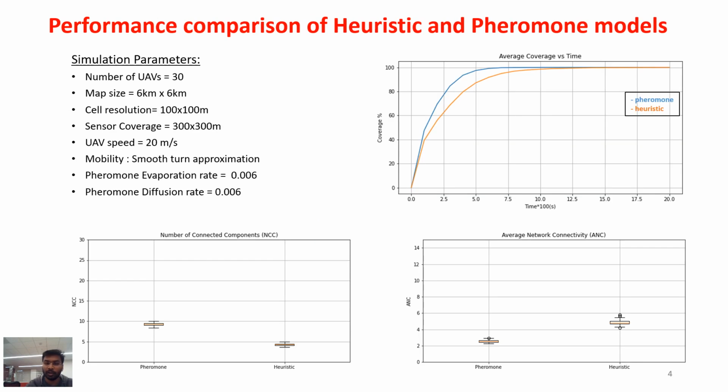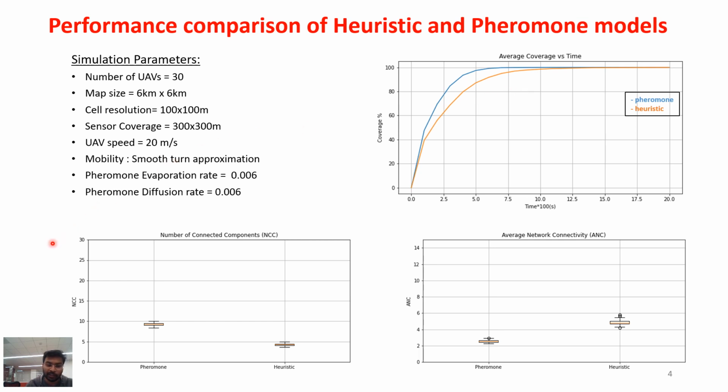Here we compare our heuristic model with the pheromone model. In the simulation, we've used 30 nodes with a UAV speed of 20 meters per second in a map of 6 by 6 kilometers divided into 60 by 60 grid cells. In terms of coverage, we look at coverage versus time plots. Here we see that the heuristic model does not perform as well as the pheromone model and takes 200 seconds longer to cover 90% of the map as compared to the pheromone model.